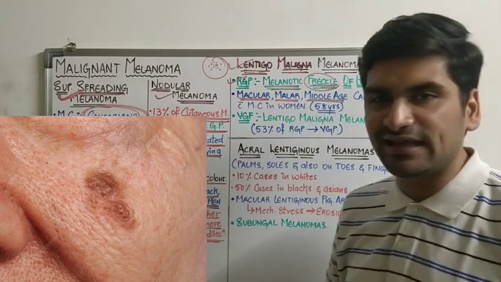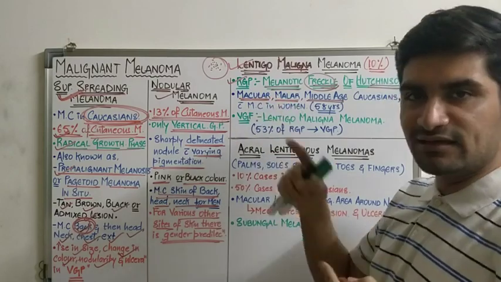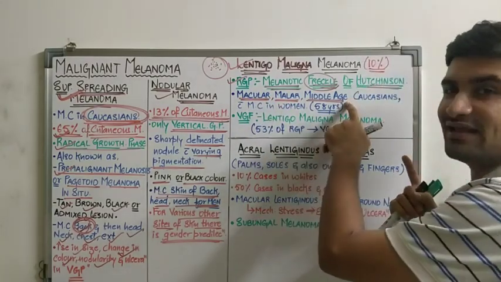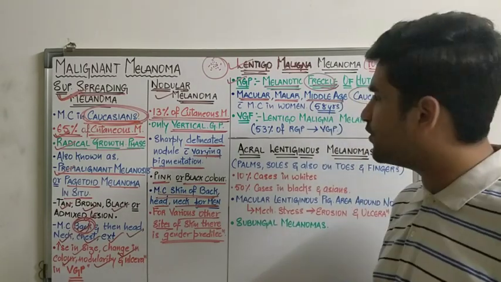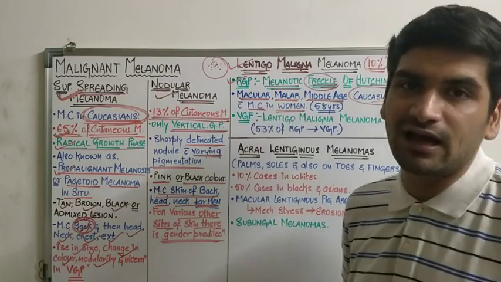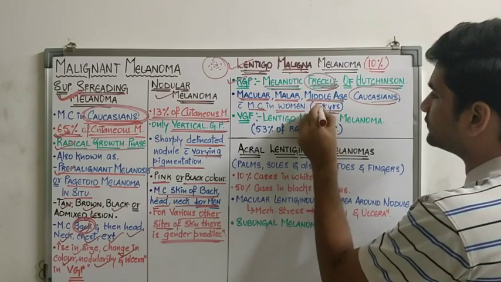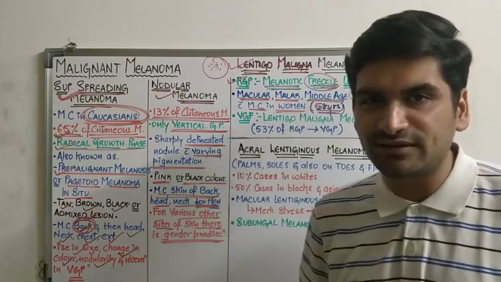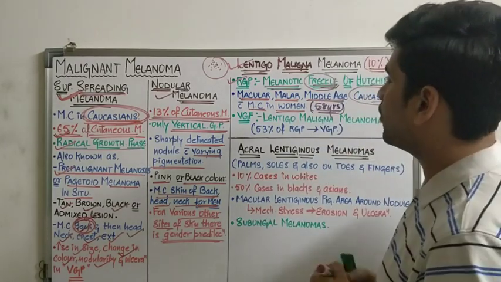It is also seen in the elderly group of people, but most commonly it is a macular type lesion on the skin of the malar bone in the middle age group of people, mainly affecting the Caucasian group of individuals, most commonly occurring in women. Women are most commonly affected, and age is 58 years. Another study also says that 70 years is considered to be the mean age, but you can consider 58 years as the most common age.